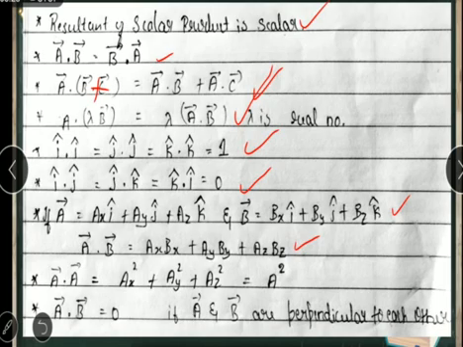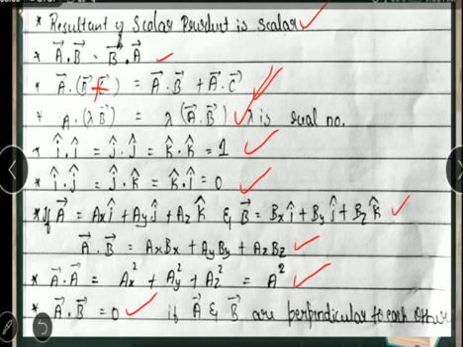Next, the dot product of two equal vectors is simply A square, or the sum of the squares of their components, that is Ax square plus Ay square plus Az square. Okay. Next, if A and B are perpendicular to each other, then what will I get? A dot B is equal to 0. Okay.